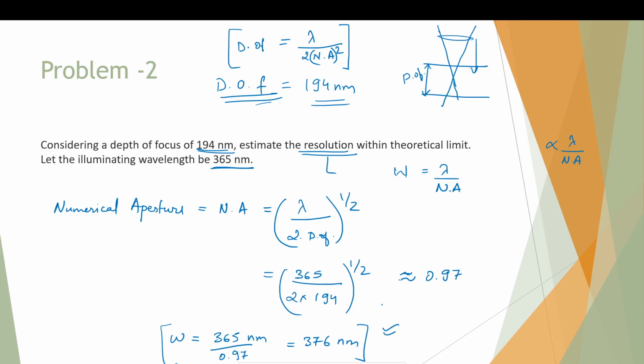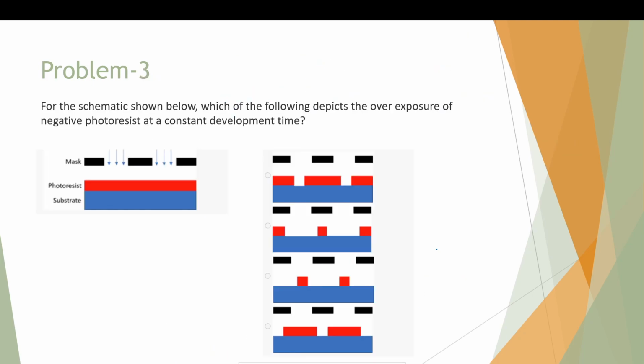So this was also a quiz problem. Another quiz problem: from the schematic shown below, which of the following depicts the overexposure of negative photoresist at a constant development time? In this we need to understand what a negative photoresist is.